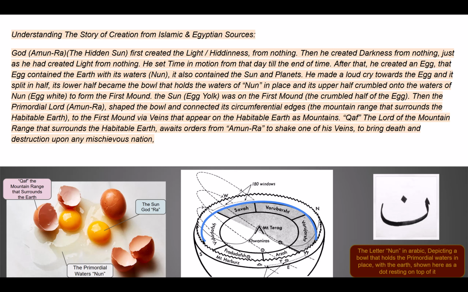Then the habitable earth. Then the primordial Lord shaped the bowl and connected its circumferential edges, right? That's the mountain range that surrounds the habitable earth, to the first mound via veins that appear on the habitable earth as mountains. Kaf, the Lord of the mountain range that surrounds the habitable earth, awaits orders from Amun-Ra to shake one of its veins to bring death and destruction upon any of the mischievous nations.